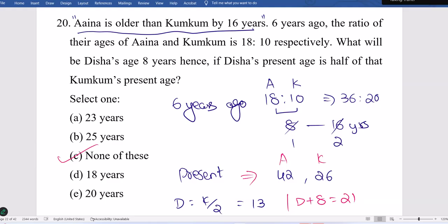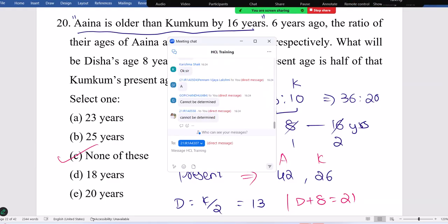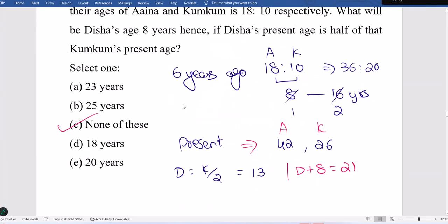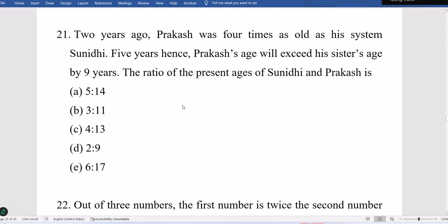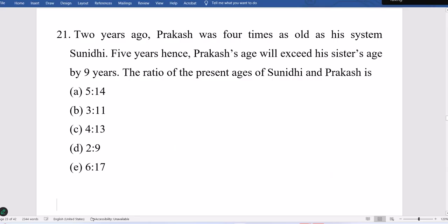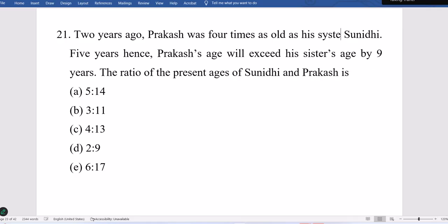See the next question, 21. Again an ages-related question. 2 years ago Prakash was 4 times as old as his sister Sunidhi. 5 years hence, Prakash will exceed his sister's age by 9 years.